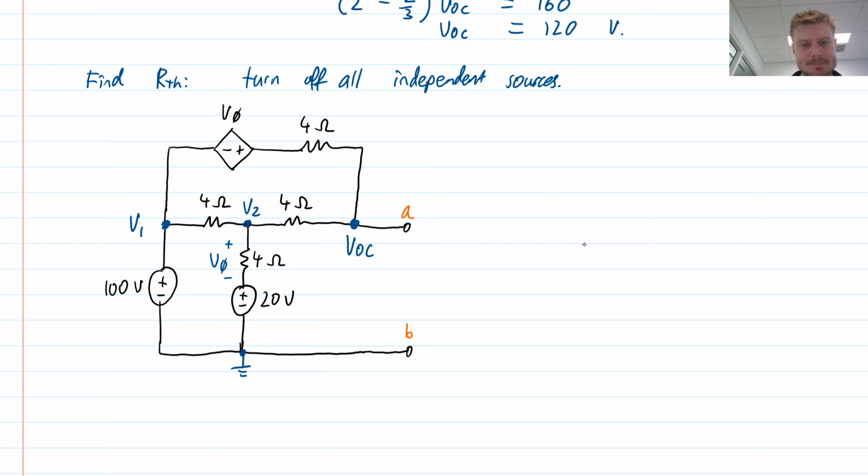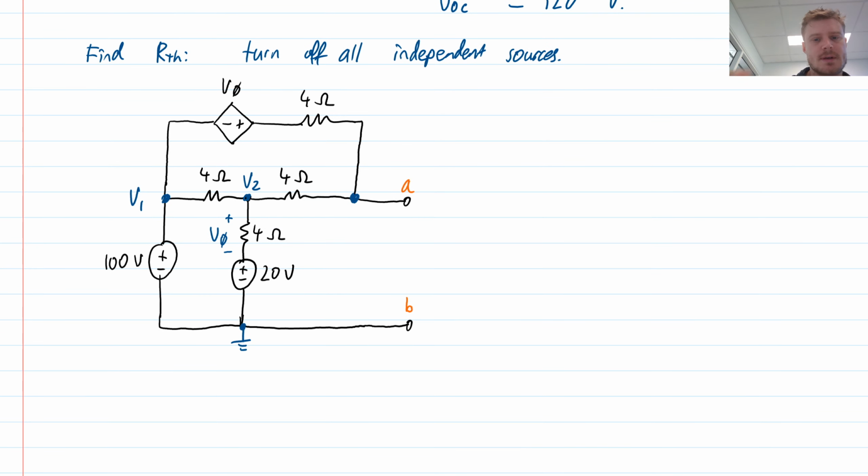Okay, so let's have a look at that. I'm just going to change the label here. This is no longer VOC, that node there. So let's actually just call it V3 instead. I'm going to turn off all of my independent sources. So when you have a voltage source, you set it to 0 volts. So 0 volts means short circuit, means that no potential difference between those points. So this becomes just a short. And same thing for the 20 volt independent source here. So I'm just going to rub that one out and replace it with a short circuit. But I cannot turn off my dependent source. So for that one, I have to leave it as is.